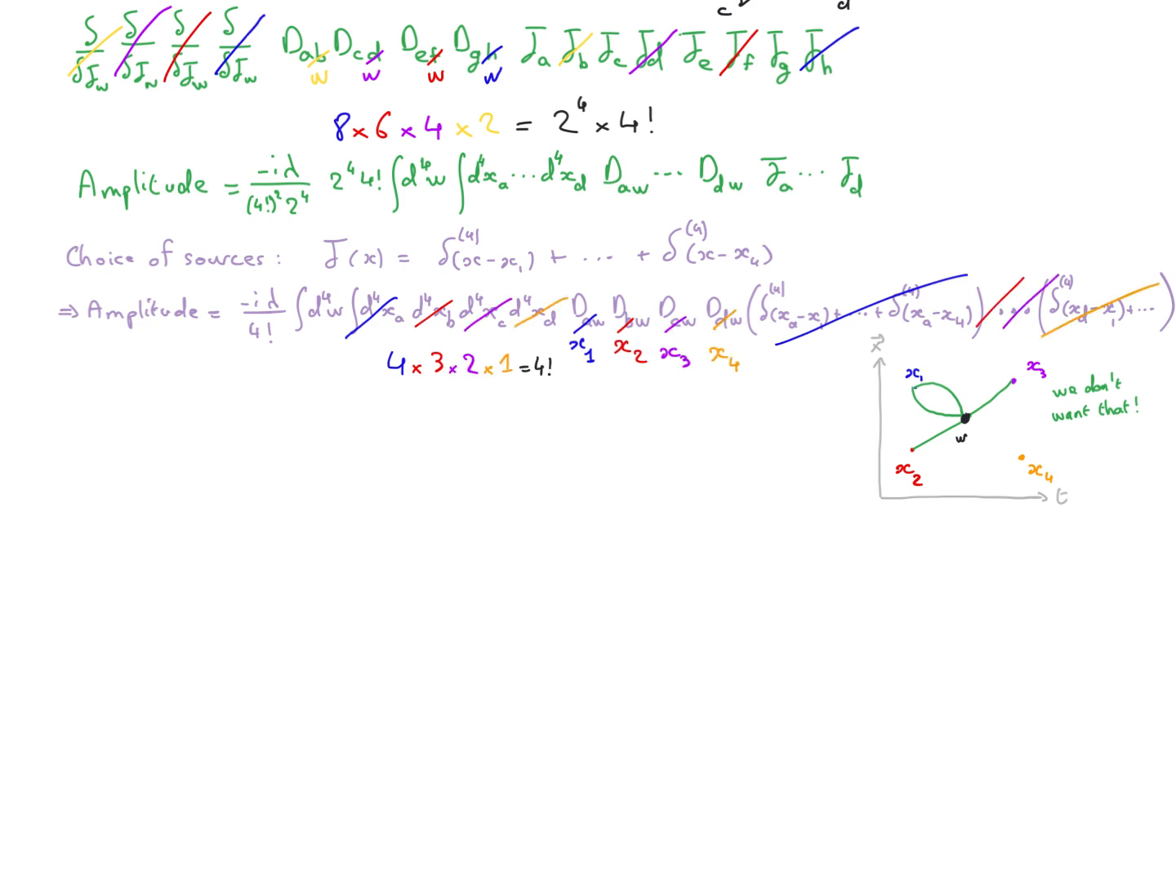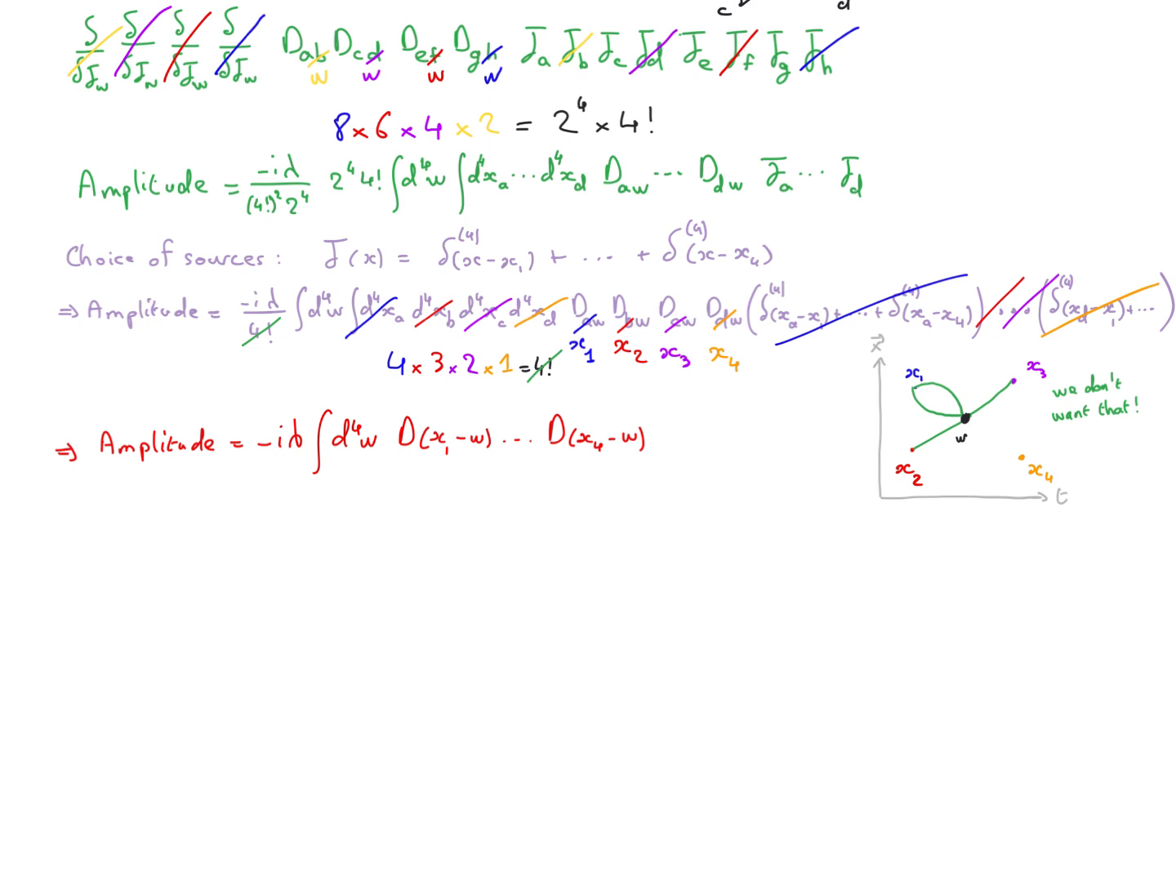So this gives us a 4 factorial term which cancels with the 4 factorial in the denominator. And that's why we wrote lambda over 4 factorial in the Lagrangian. That was a convenient choice because we already knew that it was going to be cancelled by this term. So we end up with a product of 4 propagators between the sources and the interaction point.